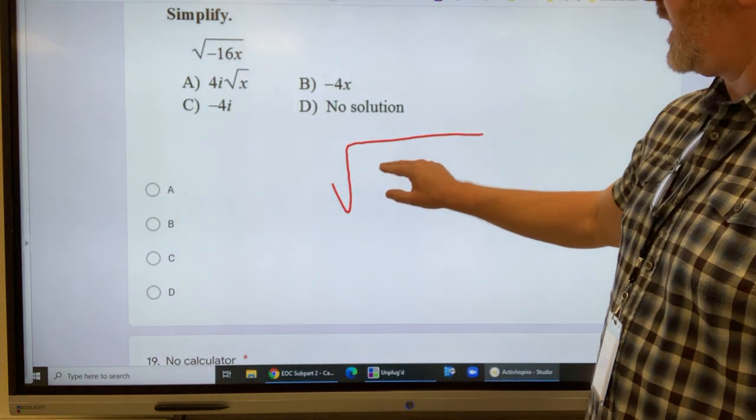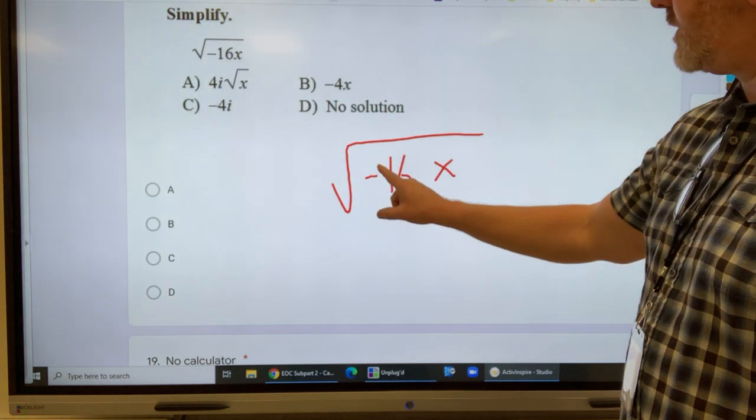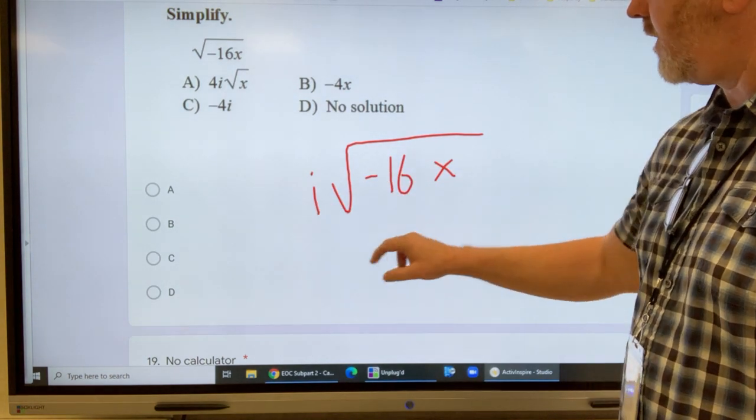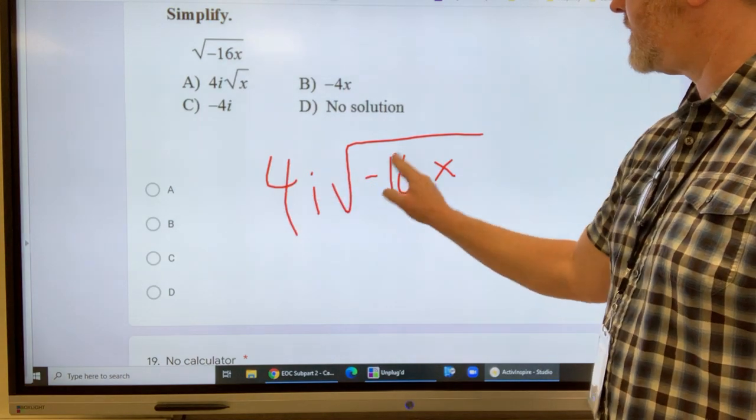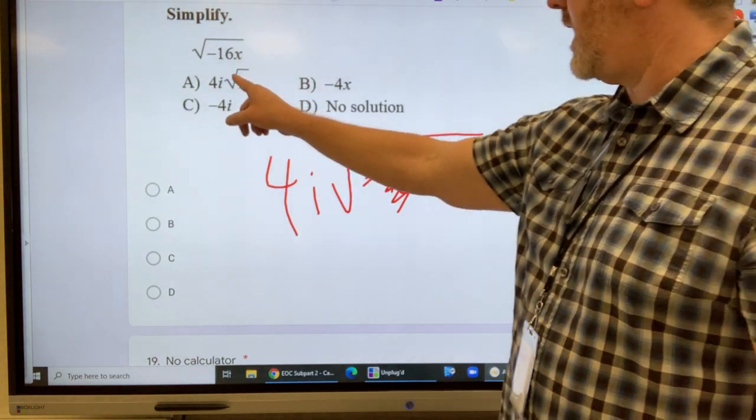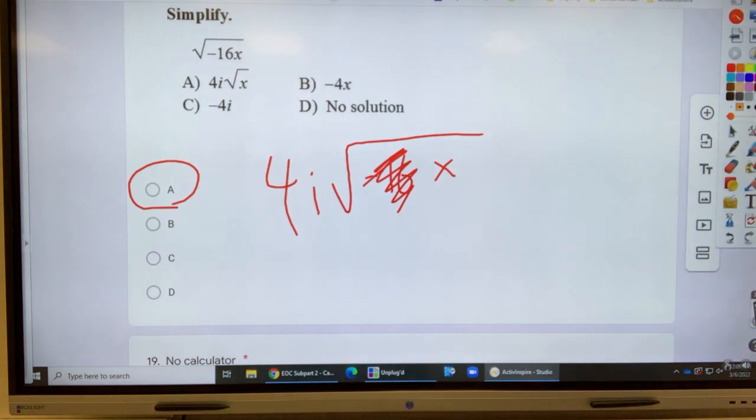All right, so the square root of negative 16x: the square root of negative 1 is i, the square root of 16 is 4, and the x is still left under there, so we end up at A. All right, 2 more.